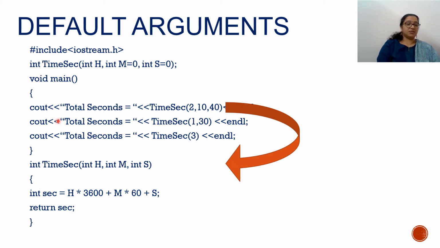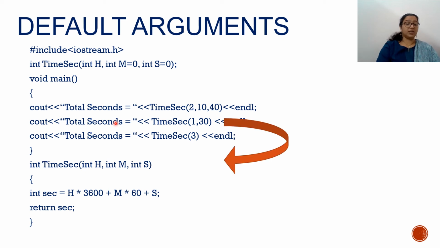Clear? Now see the second point. Total seconds is equal to time second with 1 comma 30. So 1 will copy to h and 30 will copy to m. In s there is no argument. It's not an error because there is a default value in the declaration step. So no problem. That 0 is the initial value here.